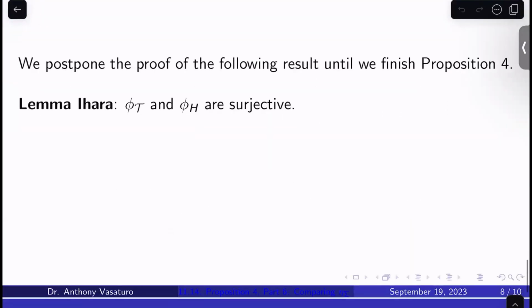We're going to need one more result that we're going to have to postpone the proof of until we finish the proof of proposition 4. I'm going to call it lemma Ihara, and it very simply says that phi sub T and phi sub H are surjective.